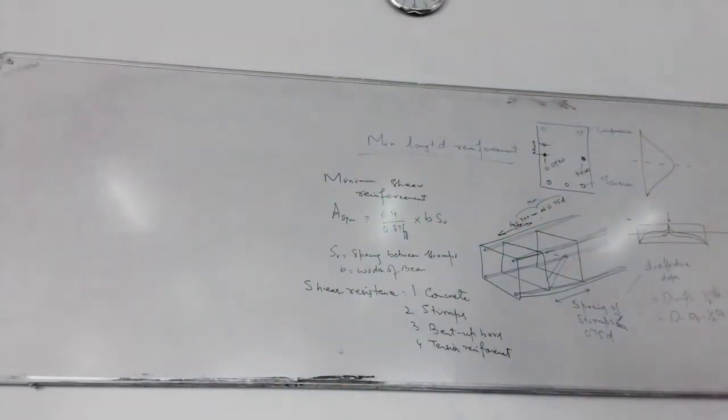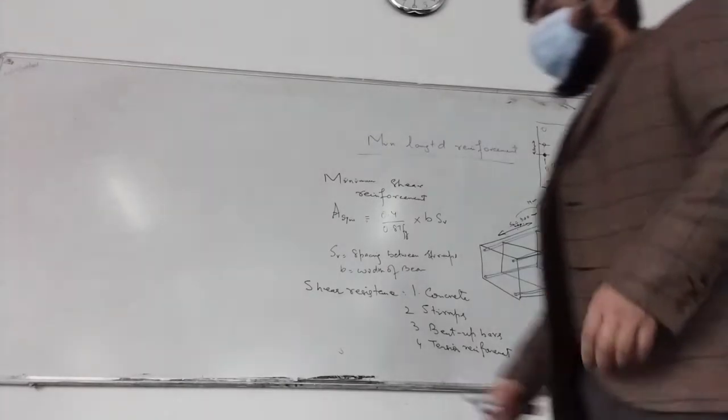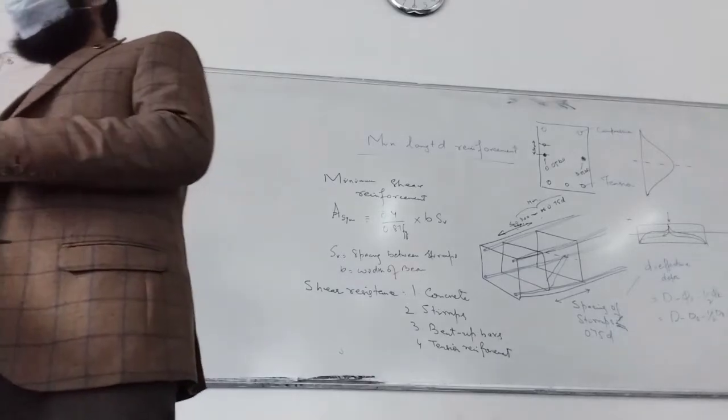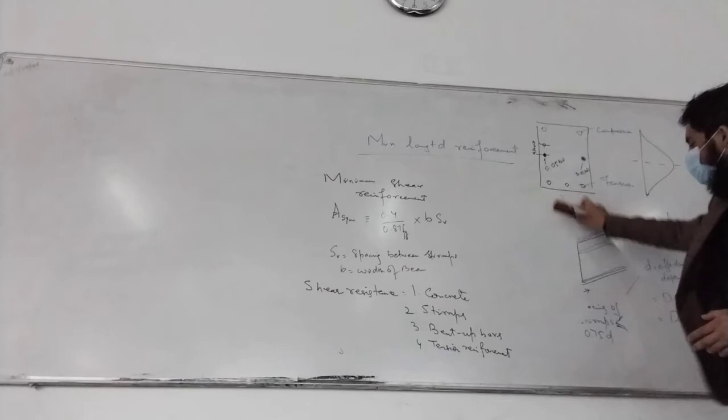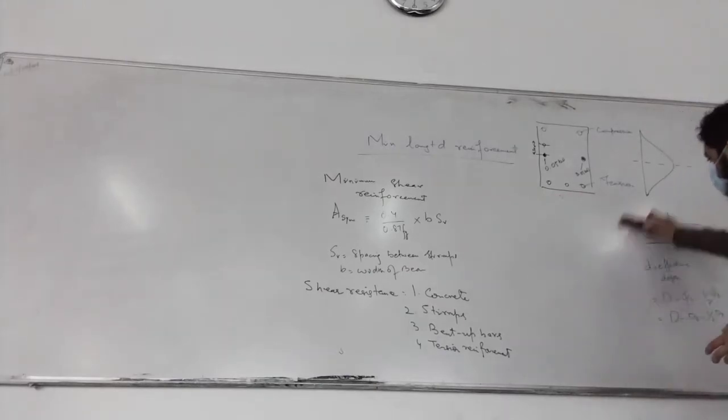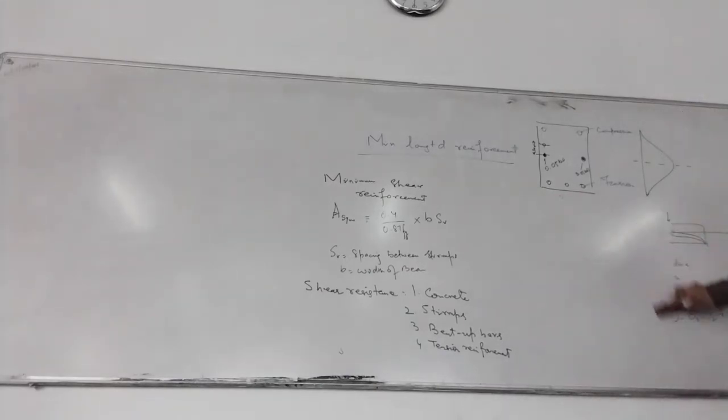So the first thing is concrete itself. That is given in this Table 19, the design shear strength of concrete, tau c. What will it depend on? The grade of concrete. What does the grade of a concrete tell you? It tells you the characteristic compressive strength, doesn't it?